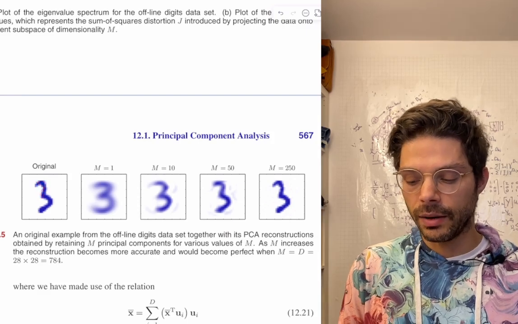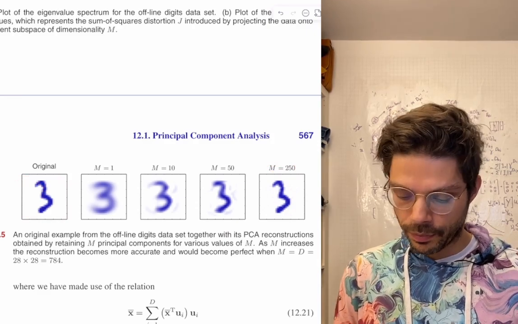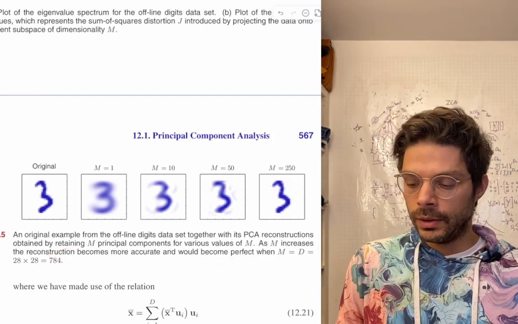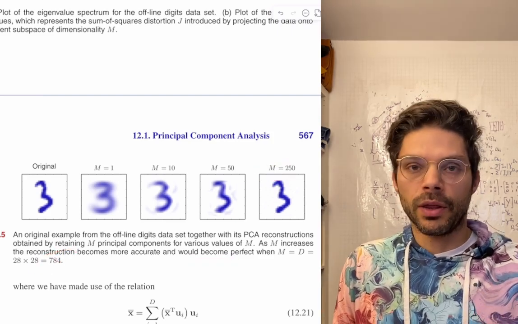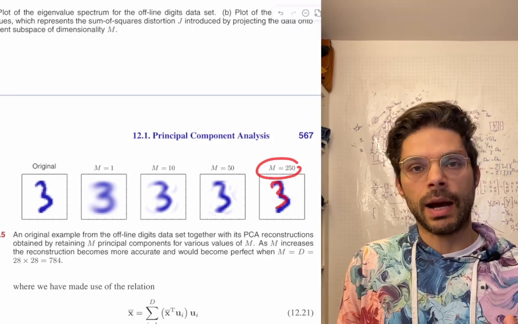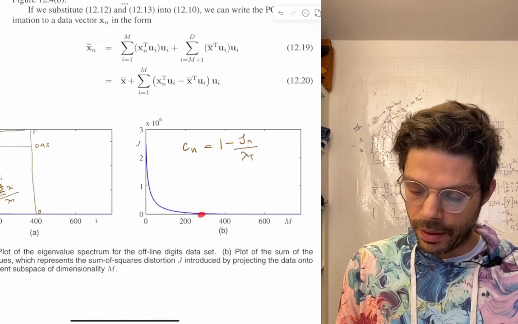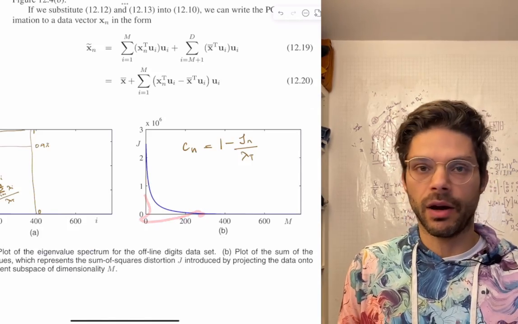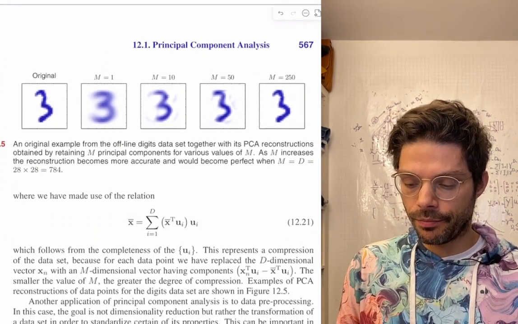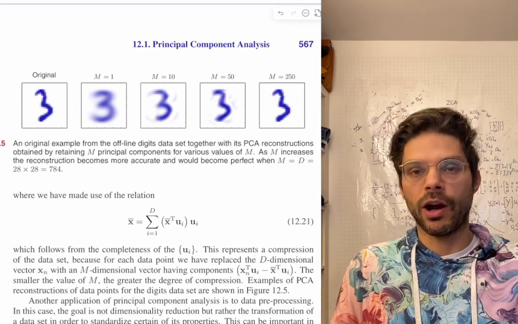So M is 250 sounds like a lot, but this data is, I think, 784 dimensions. So already about a third of the way, if we pick our directions properly, we've basically captured the shape. And we can look at that here, right? So already by about 250, there basically isn't any variance left. This is a way of visualizing how your compression is doing, trying to reconstruct your data.